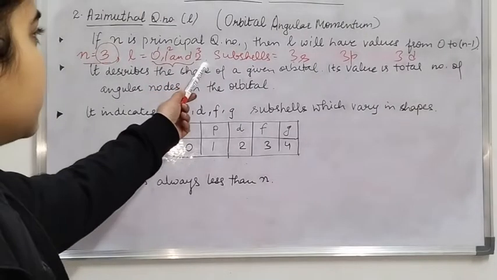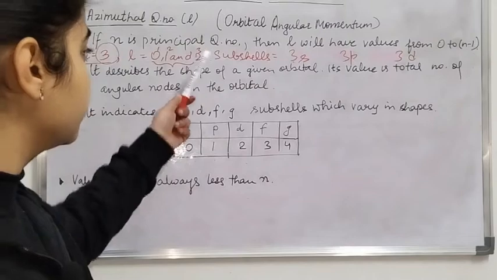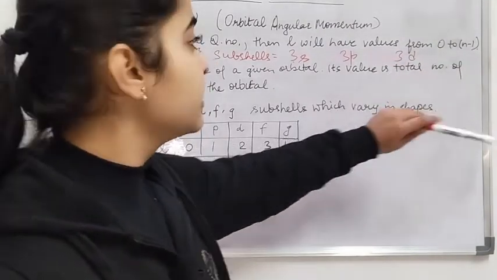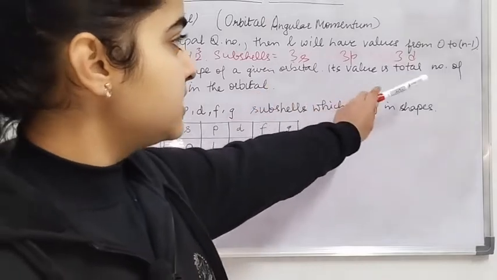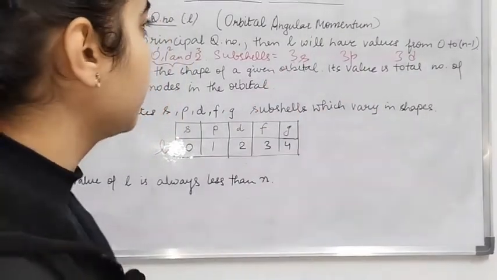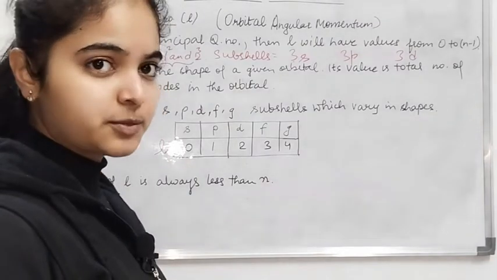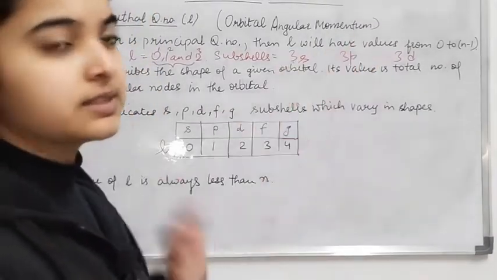The last azimuthal quantum number value is 2. So 2 is for D. Write D here. So these are the 3 subshells it has: 3S, 3P and 3D. This way we can find the subshells and the number of subshells.